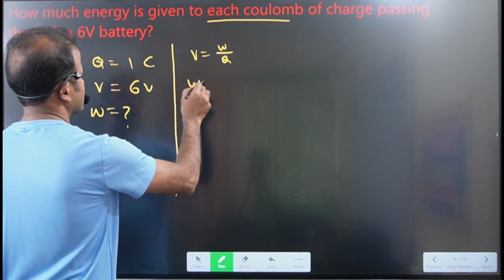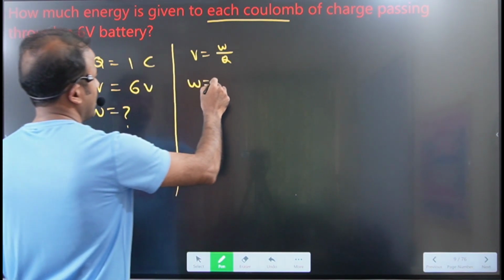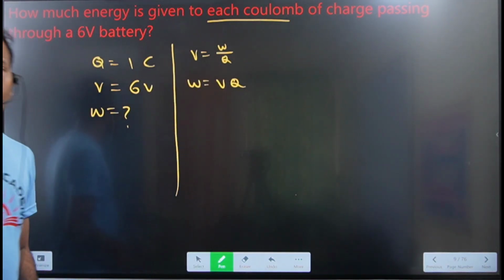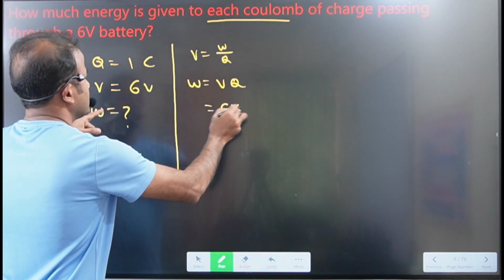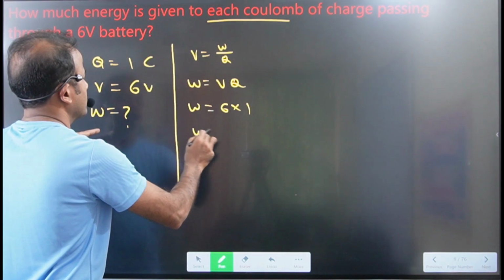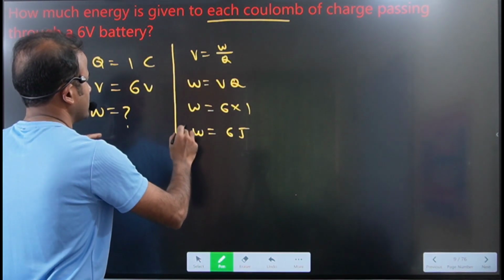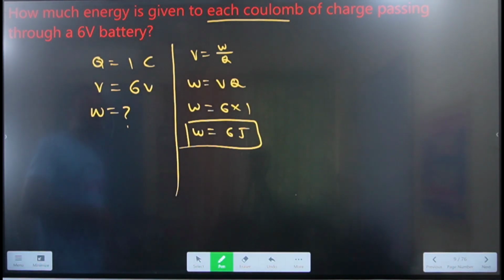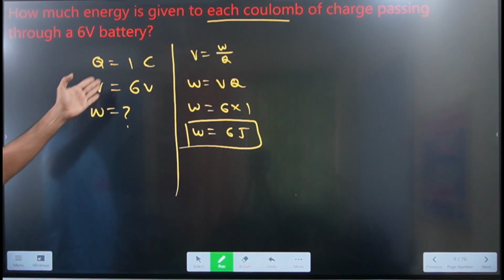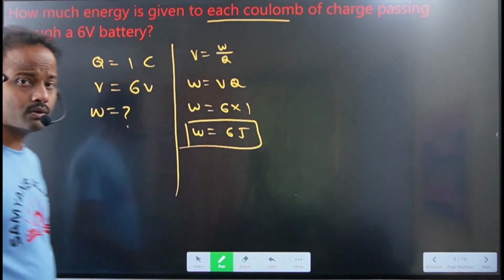From this we can calculate W equal to V into Q, where V is 6 volts, right? Q is 1. So W equal to 6 joules. 6 joules of work is done to move the charge of 1 coulomb from one point to another point.